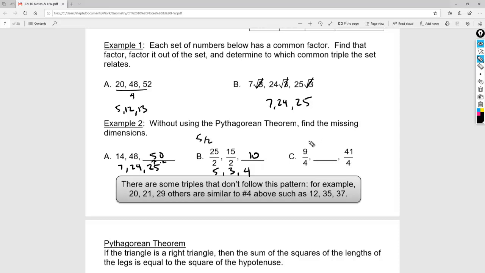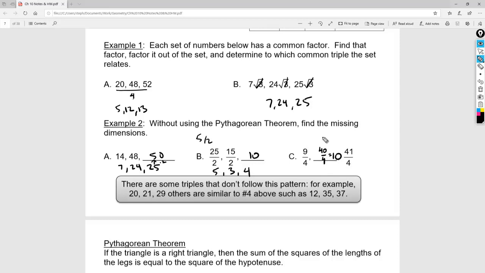Okay, and next one, 9/4, blank, and then 41 over 4. Well, looks like it's just divided by 4. So my missing number will be 40, but over 4, reduce that to 10. Right? So my missing number will be 10.